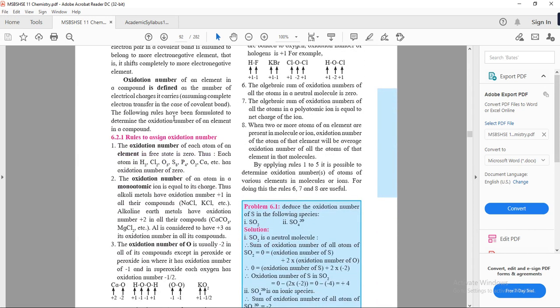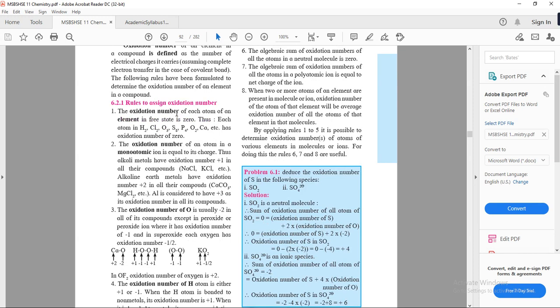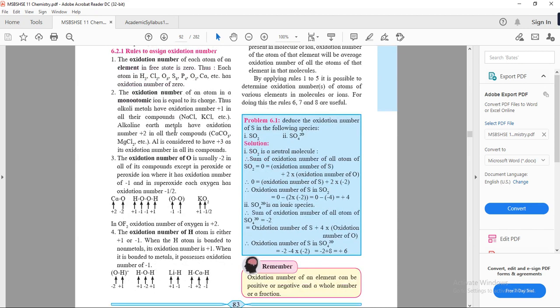So how will you define, or what are the rules to calculate or assign the oxidation number? The first one is: the oxidation number of each atom of an element in the free state is zero. Thus each atom in H2, Cl2, the naturally occurring elements in the free state, their oxidation number is what? 0. Okay. So H2, oxygen O2 gas, H2 gas, the oxidation number of these elements is 0.